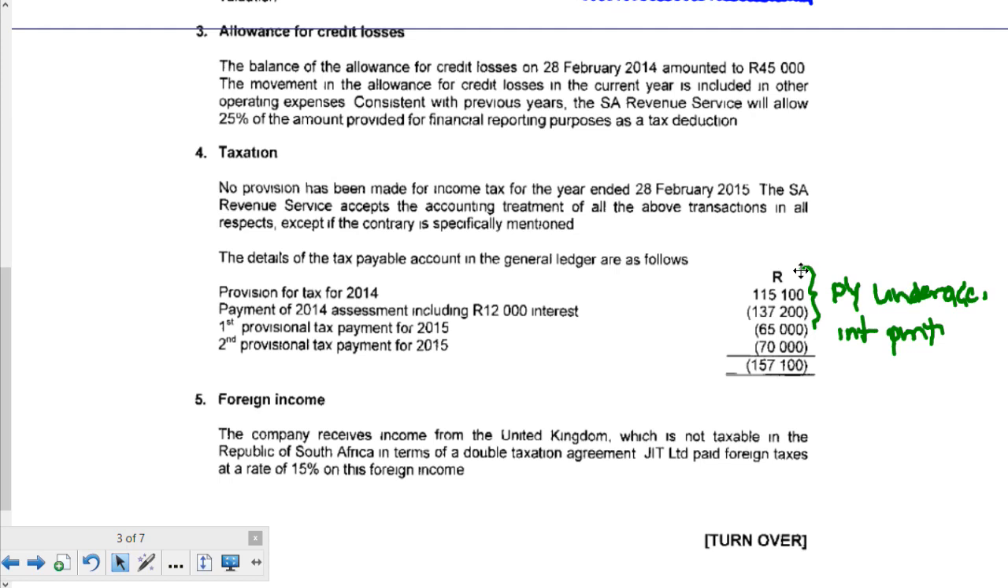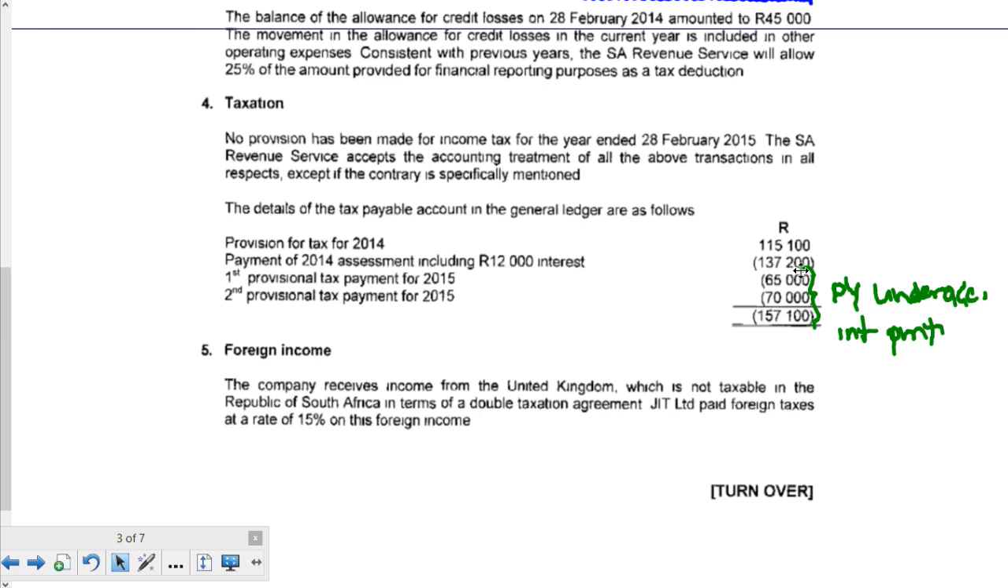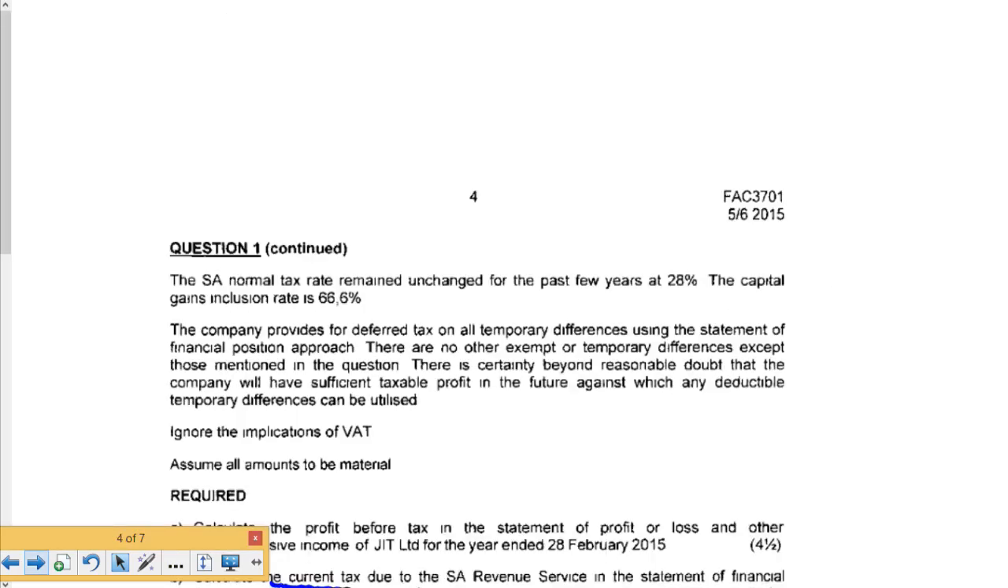Okay. Foreign income. The company receives income from the UK, which is not taxable in South Africa. They paid foreign taxes of 15,000 on this income. What else do they say on it? Nothing.